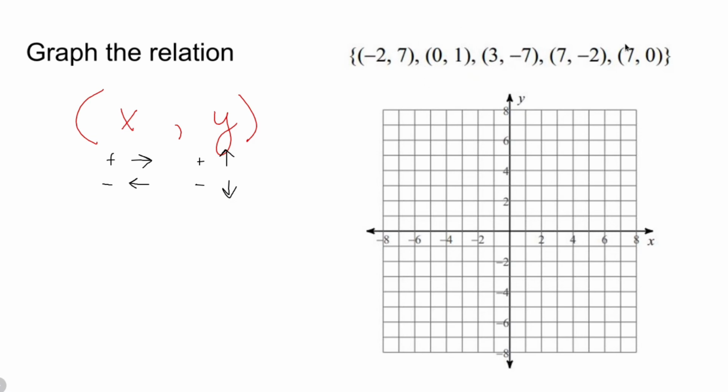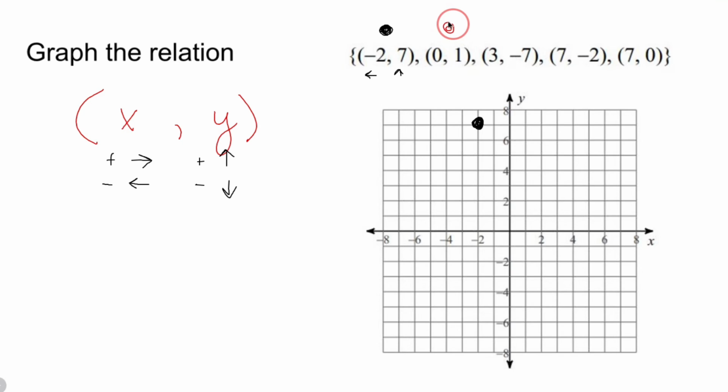So I have 5 points that I'm going to graph, and I'm going to use different colors to graph them. -2, 7 means I'm going to go left 2 spaces, then up 7 spaces. So I start out at 0, 0, also known as my origin, and I'm going to go left 1, 2, and then up 1, 2, 3, 4, 5, 6, 7. I put a dot there, and that is my coordinate, -2, 7.